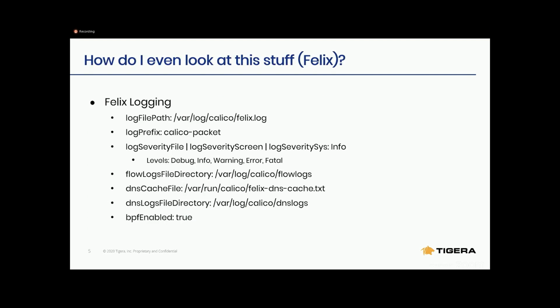So with Felix, we actually do have logging that's built into it with different variables that you can set. So we have a log file path where on Calico Node, it stores logging. By default, Felix will log to /var/log/calico/felix.log. And all of the logs that are in there are prefixed with calico-packet. By default, we actually log at the info level.